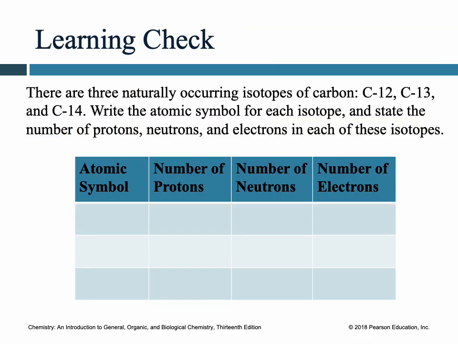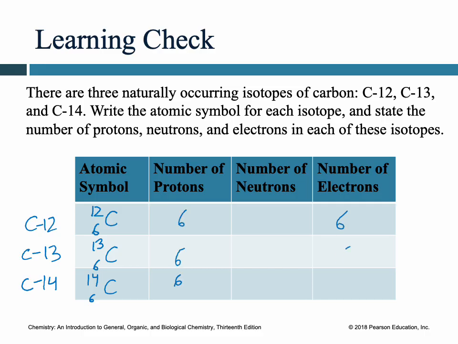Example like this. Let's try a question. There are 3 naturally occurring isotopes of carbon: carbon-12, carbon-13, carbon-14. Write the symbol, protons, neutrons, and electrons for each of these. So the symbol for the first one, carbon-12, carbon-13, carbon-14. Remember, mass number goes on top. And if you look at carbon, its atomic number is 6, so all of these would be 6. Number of protons, 6. Number of electrons, also 6, because they are all neutral. So electrons is the same as protons.